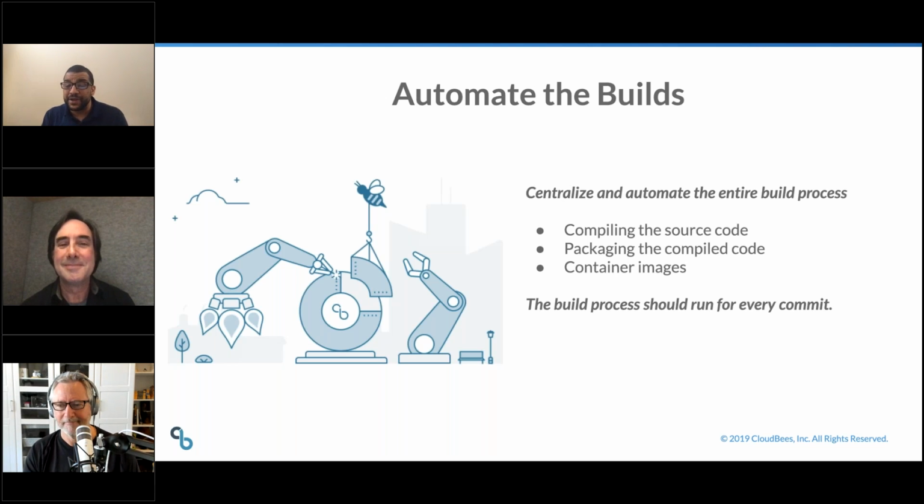So centralize your build. Automate your build and automate the entire process, i.e. don't have something in your core CI loop that requires manual intervention. Compile your source code, package the compiled code, compile and package container images. Look at the Jenkins Docker pipeline plugin, for instance, and then run this process for every commit. So with every change, you've built your code, and as we'll expand on in a minute, you're now positioned to validate it as completely as practical. If we can go to the next slide, Doug.